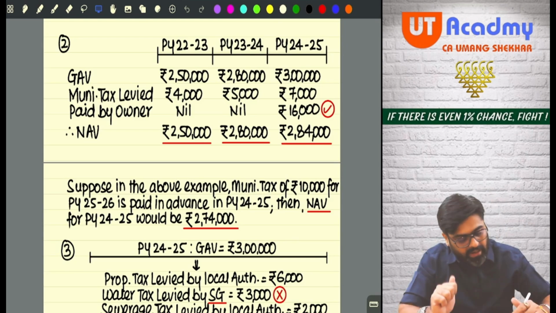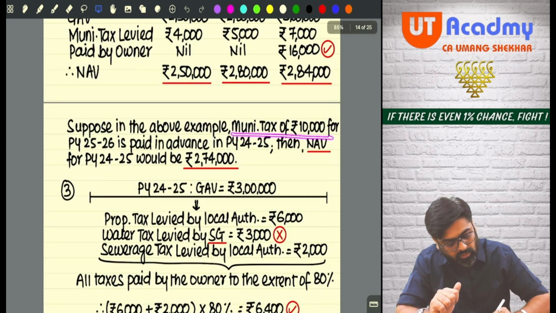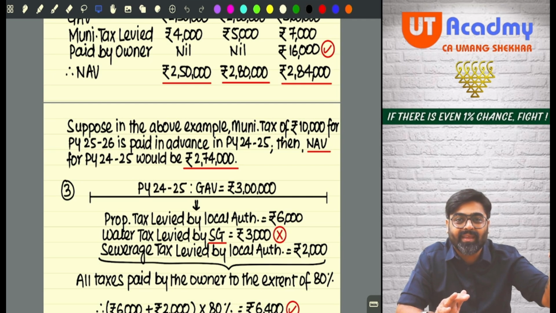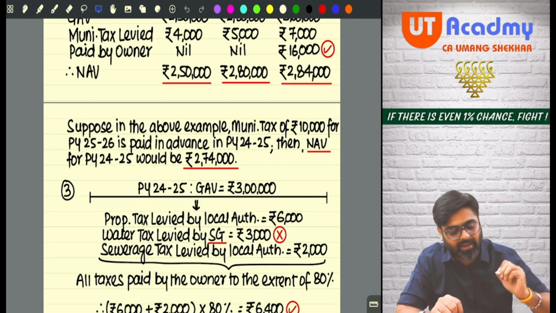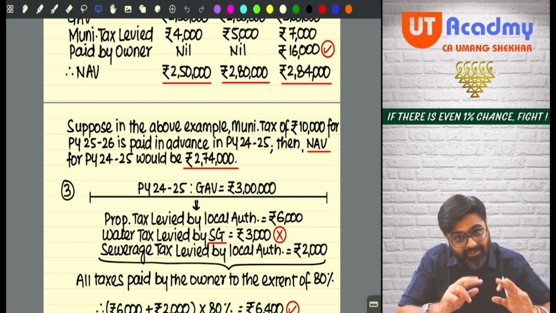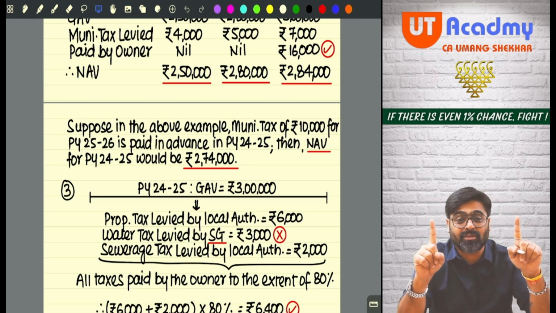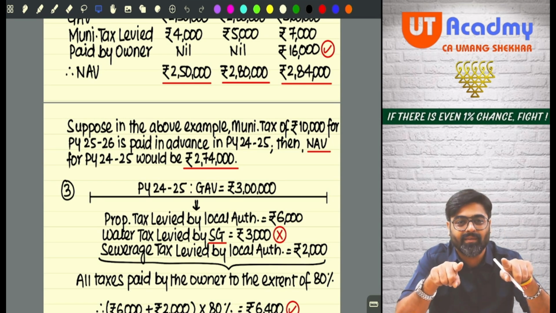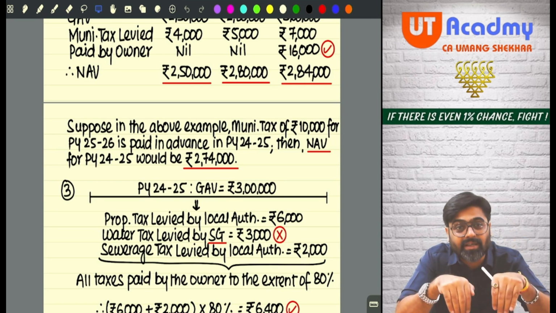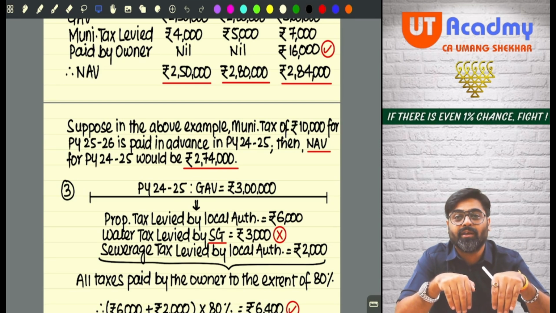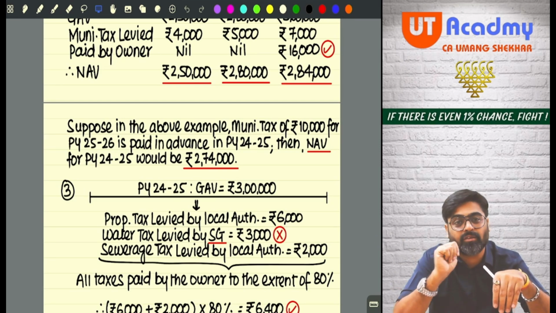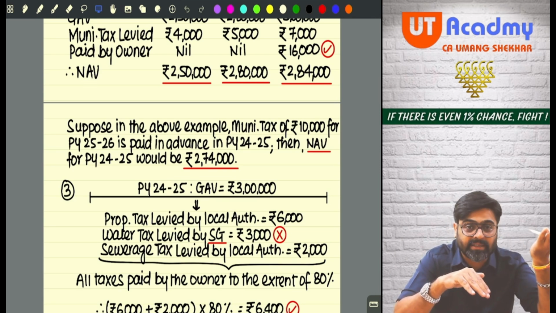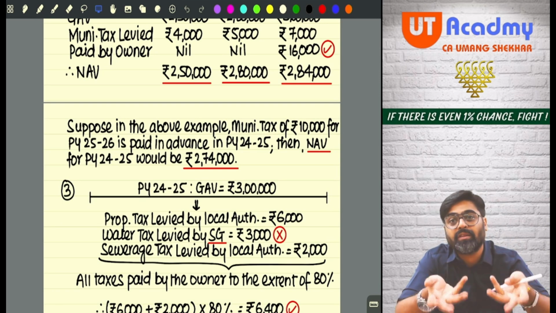Sure. Suppose in the above example, municipal taxes of 10,000 for the year 25-26, meaning the previous year which is yet to start, are paid in advance in this year. So will you get any deduction? The answer is yes. You are not supposed to see for which year the municipal taxes are paid. You are supposed to see in which year they are paid. Getting my point? So if the municipal taxes of an earlier year are paid in this year, they will be allowed in this year. We did it. What if the municipal taxes of next year you are paying in advance in this year? They will be allowed in this year itself.